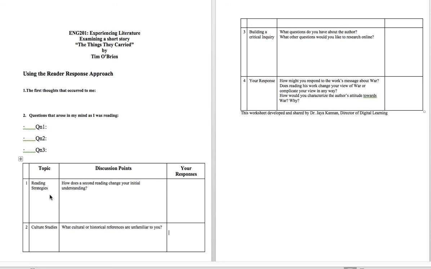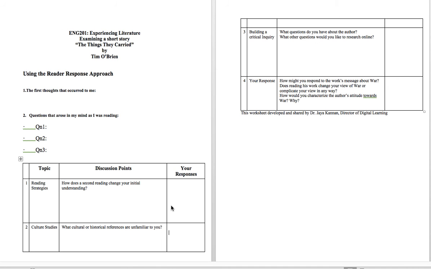Some of the things I want you to think about for every story in terms of reader response are your reading strategies. And since most of you thought that rereading a text is going to be helpful, I'd like you to think about, how does a second reading change your understanding of the stories? In this section where you're going to put your responses, I'd like you to give exact line numbers of where perhaps you went back and saw something differently or understood something differently.